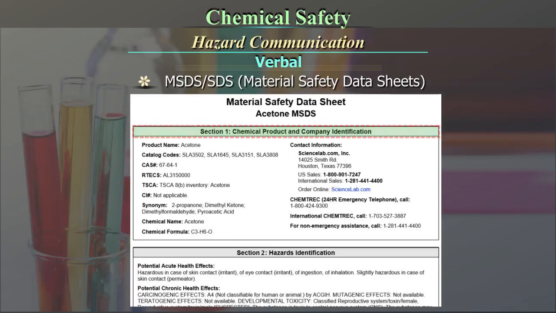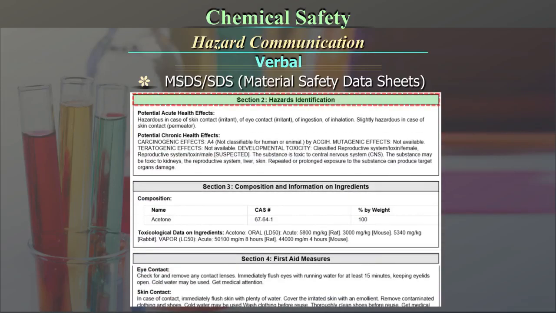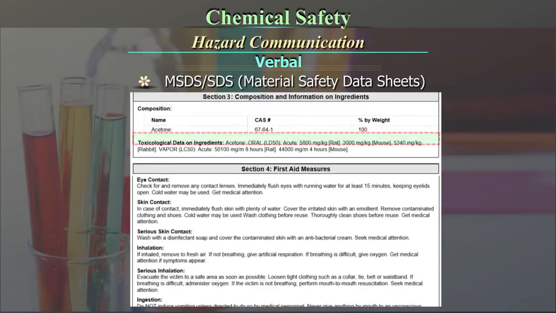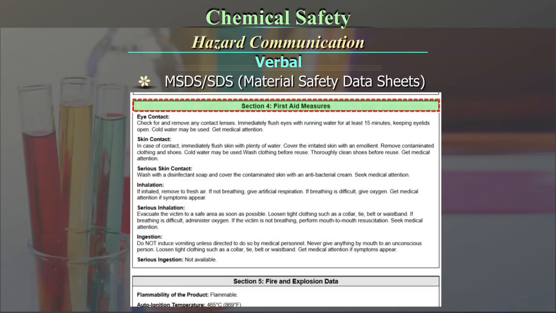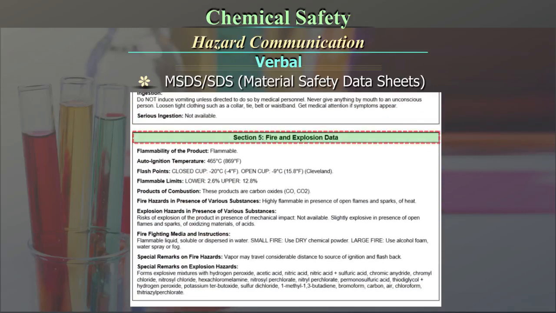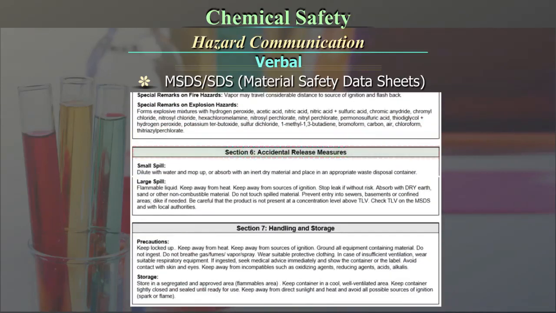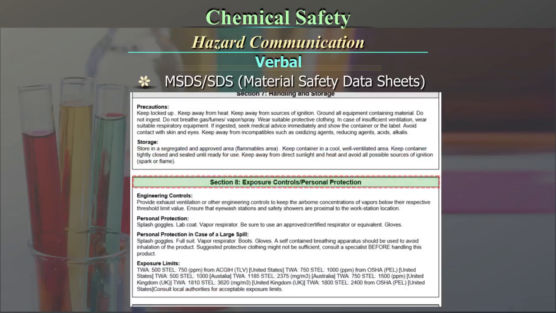1. Identification of the substance or mixture and of the company or undertaking. 2. Hazards identification. 3. Composition or information on the ingredients. 4. First aid measures. 5. Firefighting measures. 6. Accidental release measures. 7. Handling and storage. 8. Exposure controls or personal protection.